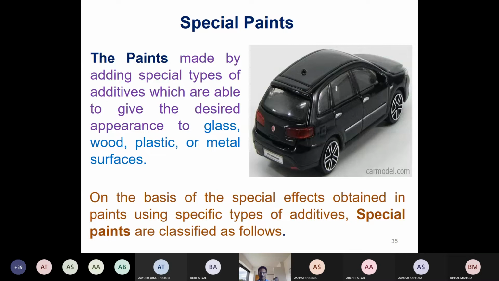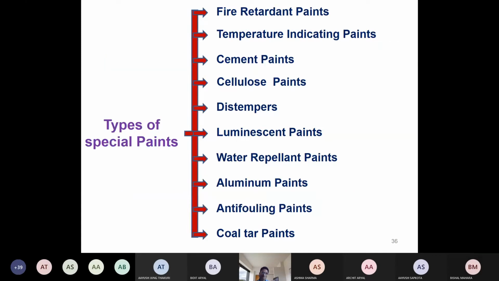On the basis of special effect obtained in paint using specific type of additive, special paints are classified as follows. Types of special paint: fire retardant paint, temperature indicating paint, cement paint, cellulose paint, distemper, luminescent paint, water repelling paint, aluminum paint, anti-fouling paint, coal tar paint. They are the types of special paint.